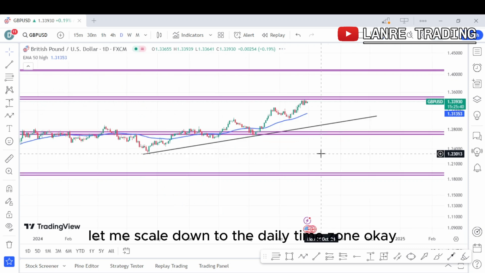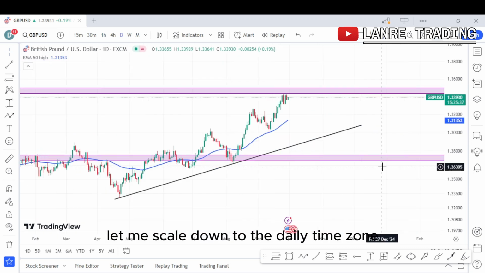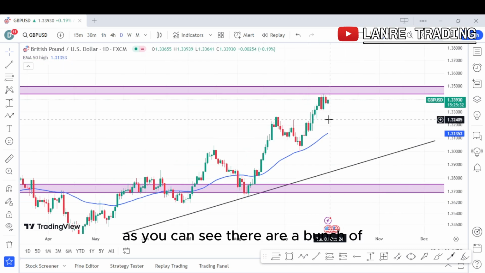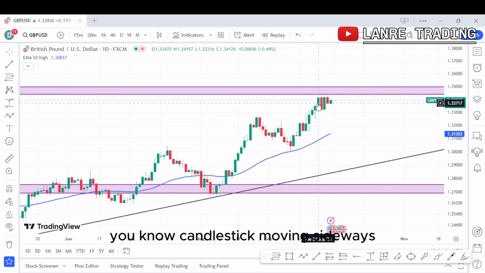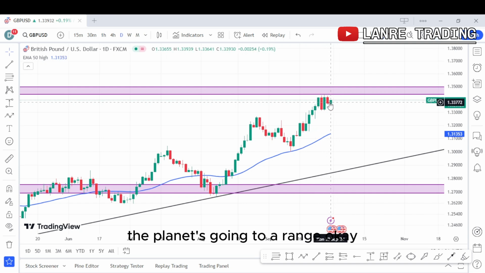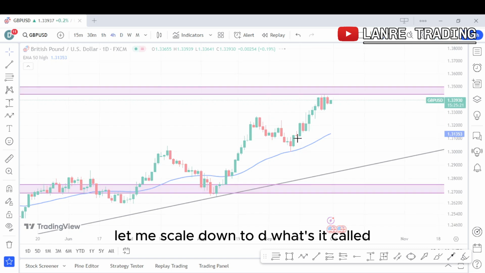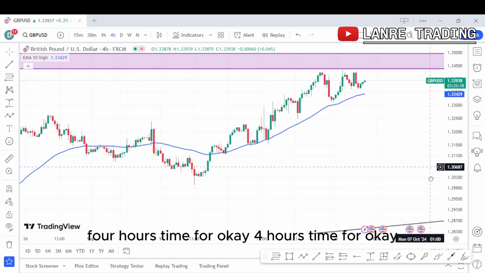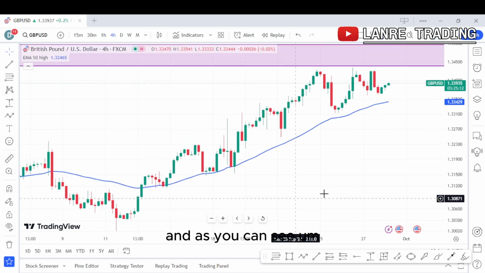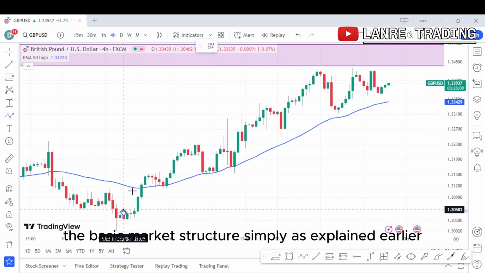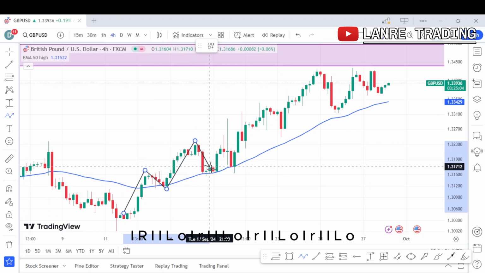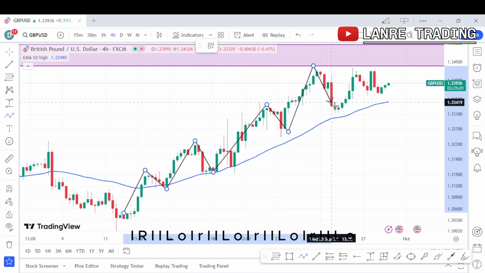Let me scale down to the daily time frame. On the daily time frame, as we can see, there are a bunch of candlesticks moving sideways. This signals a range. Price is planning to go into a range. Let me scale down to the 4 hours time frame. As you can see, the basic market structure, as explained earlier, is that price will form higher high, higher low, higher high, higher low, higher high, higher low.